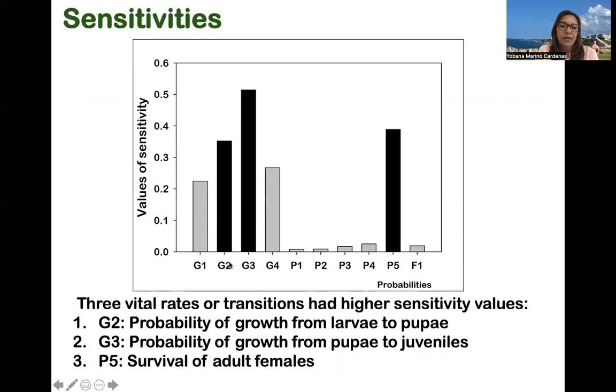Here we observe 3 probabilities, or 3 life cycle transitions, with higher values of sensitivities. These were G2, or probability to survive as larvae and move into the pupae, G3, or probability to survive as pupae and move into the juvenile, and P5, or survival of adult females. These 3 life cycle transitions could be important targets for the management of the coffee berry borer.